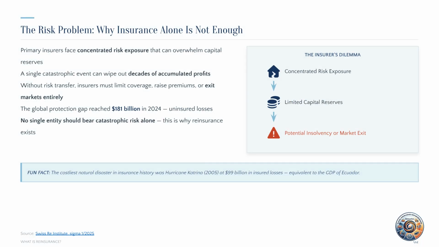Insurers face a significant dilemma. They have concentrated risk exposure, but limited capital reserves. When a major catastrophe hits, it can threaten their solvency. Without reinsurance, they'd have to limit coverage or exit markets entirely. The 2024 global protection gap of $181 billion highlights why risk transfer is so vital.